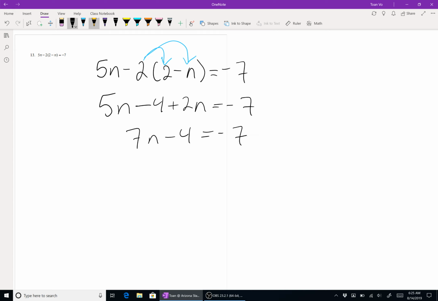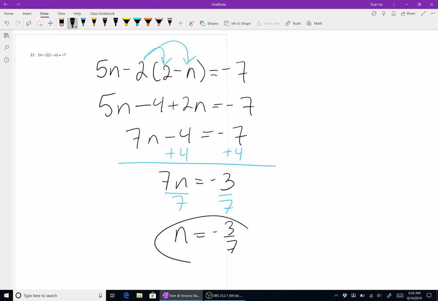Now that things are cleaned up, we can go ahead and solve for the variable. Let's add 4 to both sides, and then divide by 7. N equals -3/7.